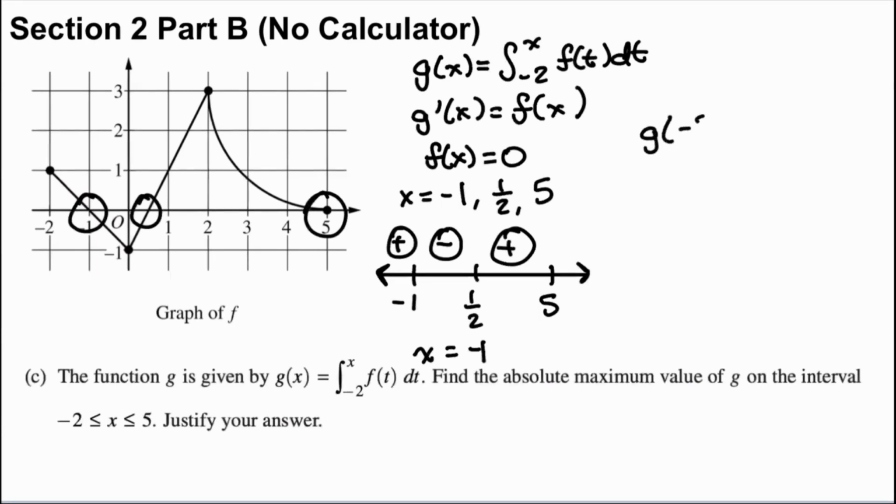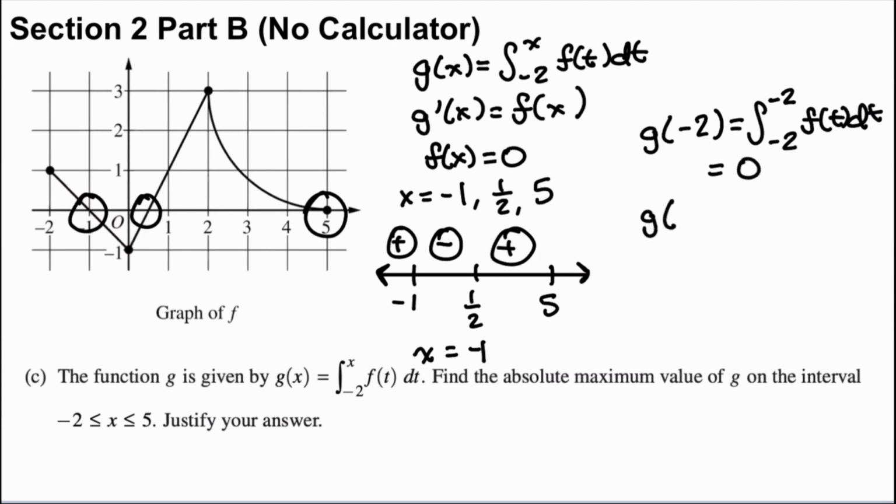So let's test g of negative 2. We're just going to plug it into the original function, not the derivative function. So x is going to be -2, and the -2 at the bottom stays the same, f of t dt. And by the property of integrals, if the bounds of the definite integral are the same, then the area is 0 because you didn't move anywhere. There was no distance covered. This is going to be equal to 0.